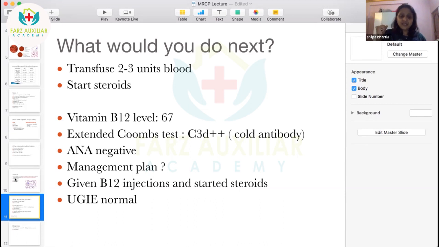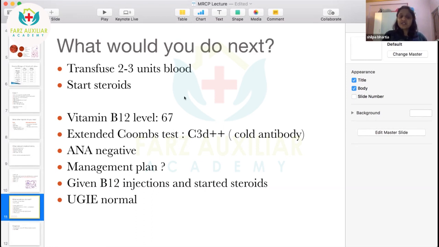autoimmune hemolytic anemia. Why do we need extended Coombs test? Okay, now this is again a little bit deep into hematology. We know autoimmune hemolytic anemia is of two types. Yeah, we've heard about the warm autoimmune hemolytic and the cold hemolytic. So if it is complement mediated or antibody mediated, cold hemolytic anemia is complement mediated. When you have the C3d positive, then it is called a cold autoimmune hemolytic anemia.